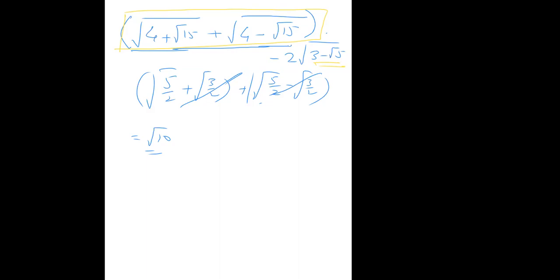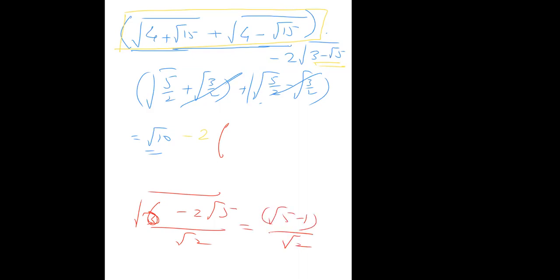Right, minus twice of 3, or we can rewrite this as under root of 6 minus 2 root 5 by root 2. This will be root 5 minus 1 by root 2. So root 2 and root 10 cancel out. This is minus minus plus 2 by root 2. So you are getting the answer root 2 only. Right, the next one.